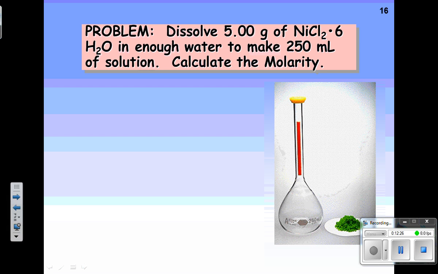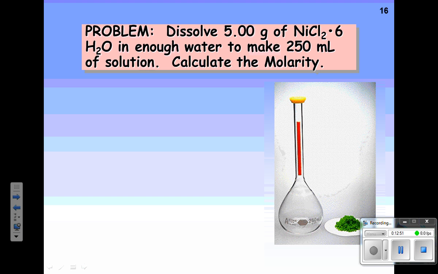Okay, so here's a problem. Let's try this. I want you to try and write down, I think I left you some room. Dissolve 5 grams of nickel(II) chloride hexahydrate. Remember that? Hexahydrate. In enough water to make 250 milliliters of solution. Calculate the molarity. Molarity was moles per liter.